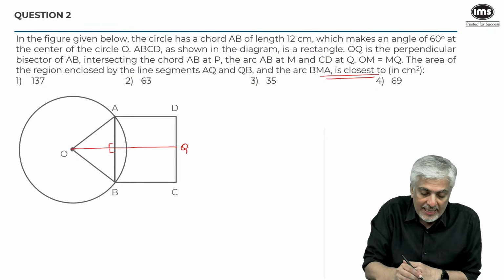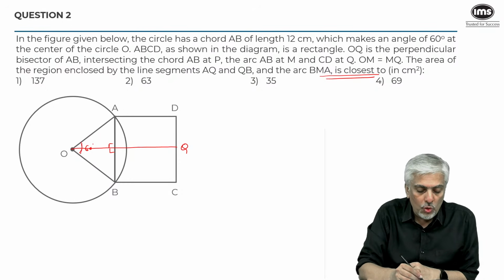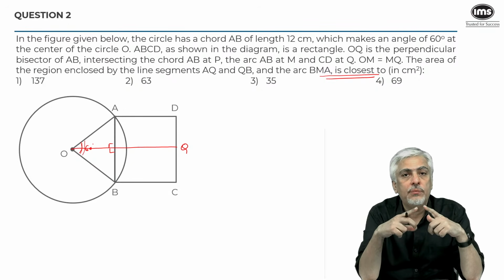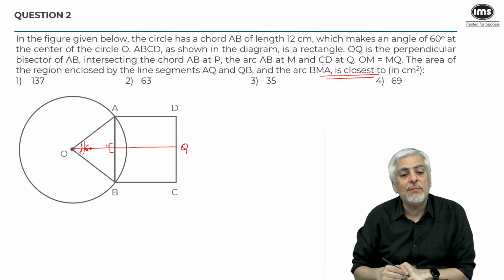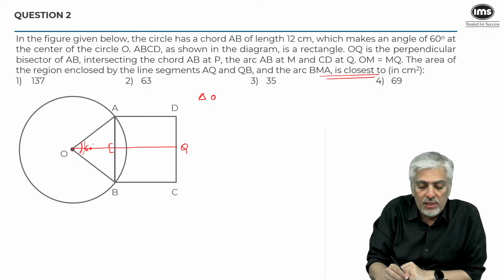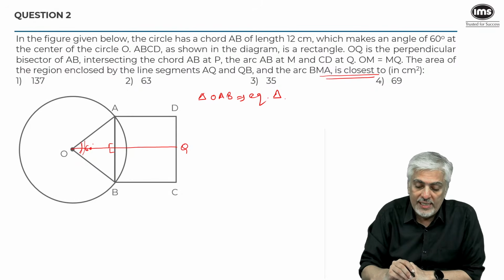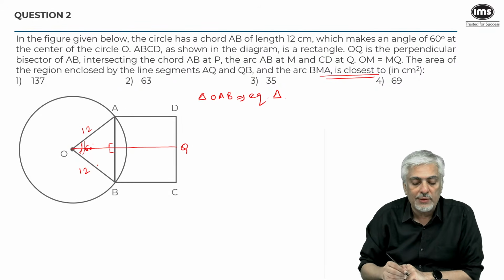Now, they had told us angle AOB is 60 degrees. Understand the first thing: as soon as a chord makes an angle of 60 degrees at the center, we should know that the triangle OAB will become an equilateral triangle. So triangle OAB is an equilateral triangle. What else do we know? The length of the chord was 12, that means AB was 12. So OA also becomes 12 and OB also becomes 12.